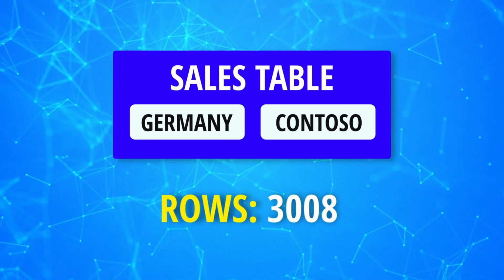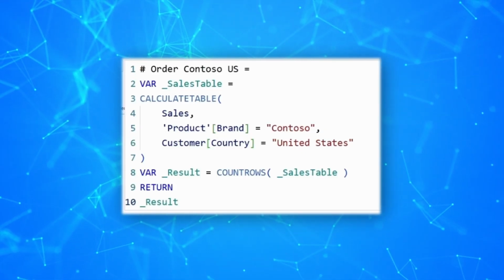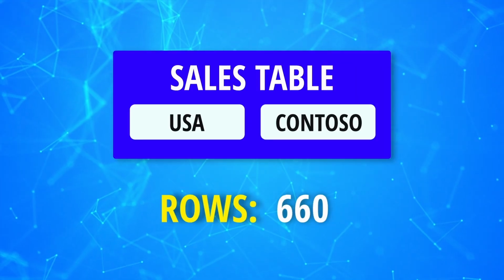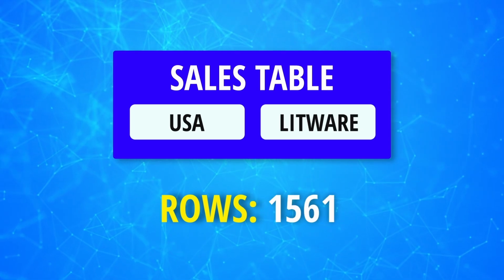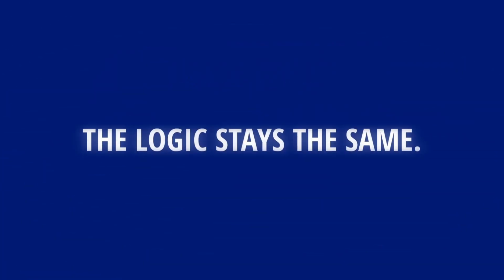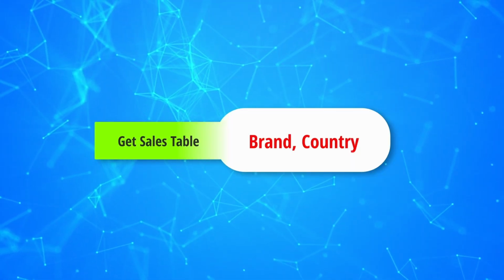In another measure, we want to use kind of the same logic, but this time we want to filter to the country United States. Another time we probably want to filter to another brand. The important thing is the logic stays more or less the same, but we always need multiple lines of code and we always have the same logic. That's a perfect case for a user-defined function.